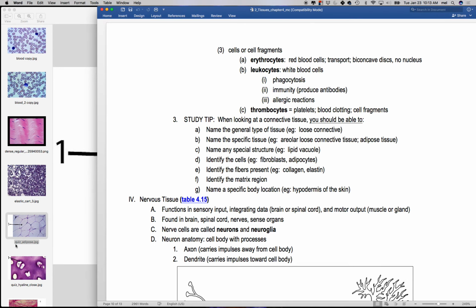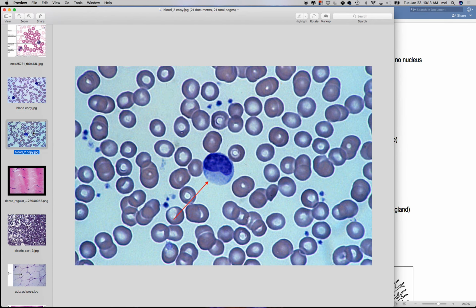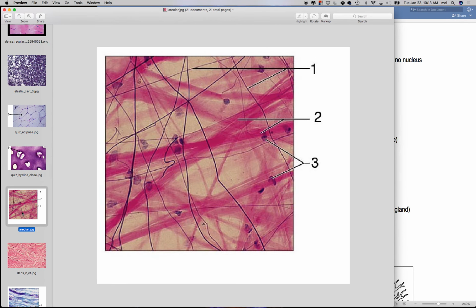So let's do this one. Name the category of connective tissue. What is this? Plasma. Good. Now, what is this? Ground substance. What is this fiber? Elastic. Elastic fiber. Name me a body location for this tissue.